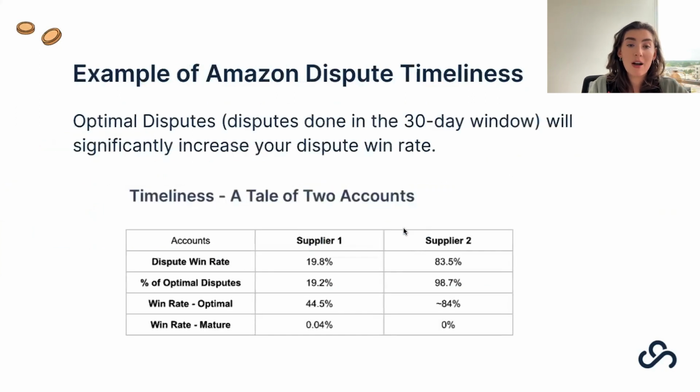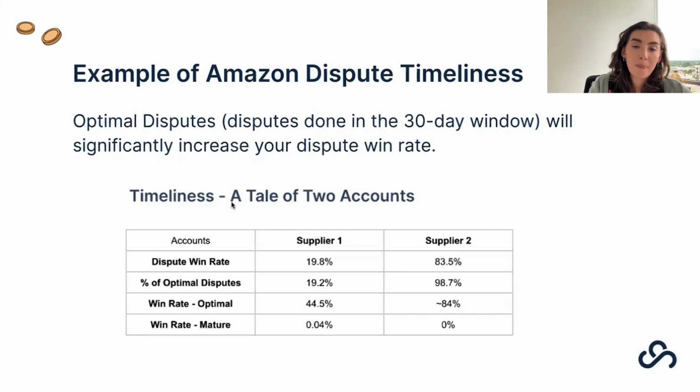Here's just another call out about optimal disputes. When we say optimal disputes, we mean disputes done in that 30-day window. It's going to significantly increase your win rate. We have a great article on this that Peter helped work on, and he can send that in the chat. It details the report that we had between 2 suppliers that we work with.